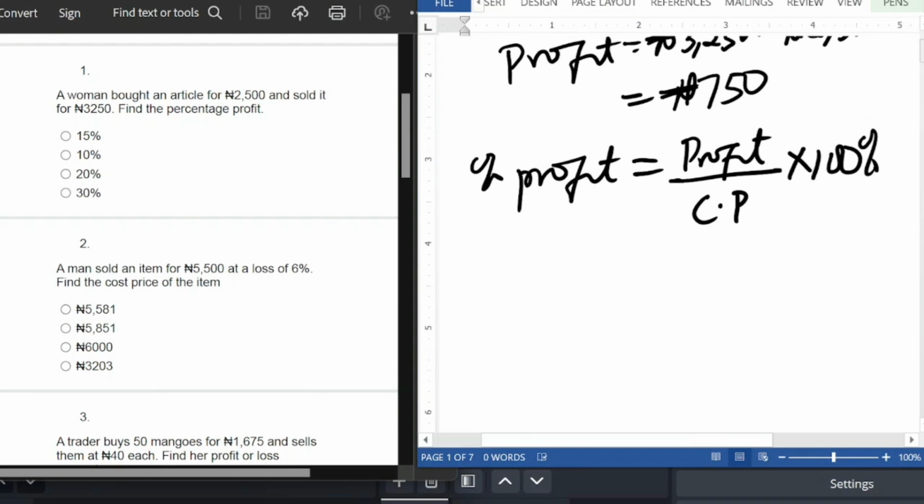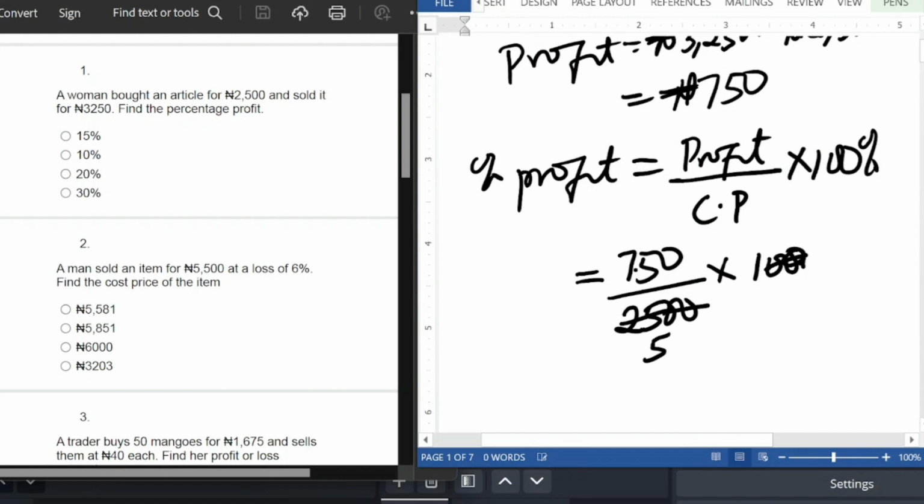So the profit is 750 divided by 2,500 multiplied by 100. So this zero, we cancel this zero. 5 can go here, 5. 5 can go here, 1. In 25, 5, that is 50. So 5 can also go here, 1, 5 here, that's going to be 30. So that means it is 30%, which is option D. This is very straightforward. Question number 2 now.